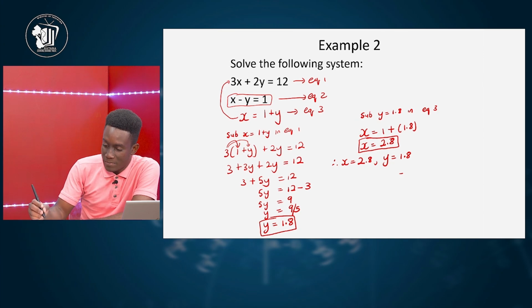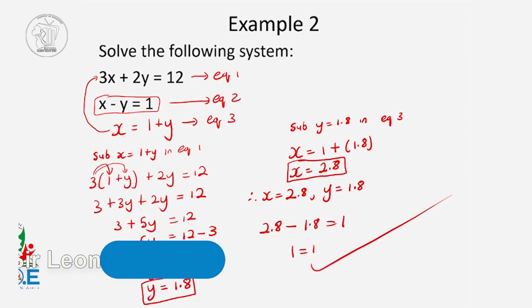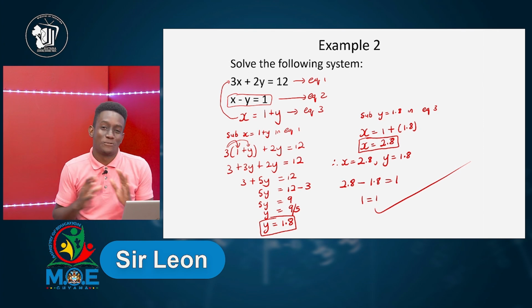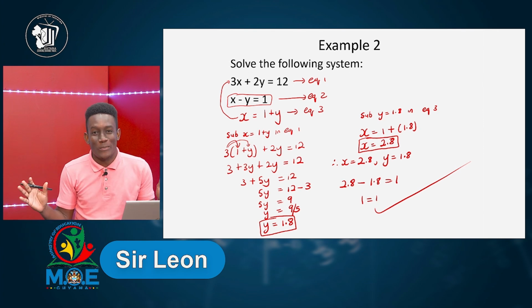So now we can check for the other one. So we'll have x minus y is equal to 1. So x is 2.8, subtract y, which is 1.8, and that should be equal to 1. So when we work this out, 2.8 subtract 1.8 will give us 1 is equal to 1. So that checks out, and we know our answer is absolutely correct. We are in the clear to get all the marks.